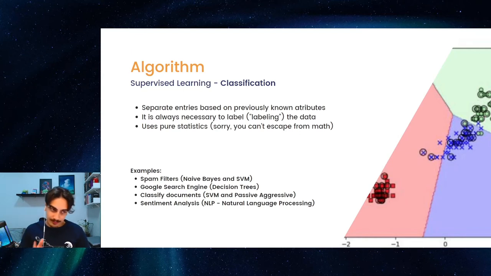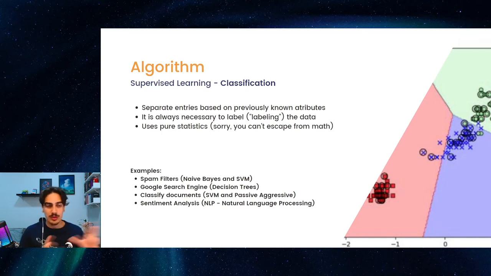This method uses pure statistics. You can't escape math again, so shout out again to math. It's important to understand some math concepts when building a machine learning model. It's not a prerequisite, but it's important to understand the math and the statistics behind it, because we can maybe propose changes or analyze which algorithm suits a certain task better.